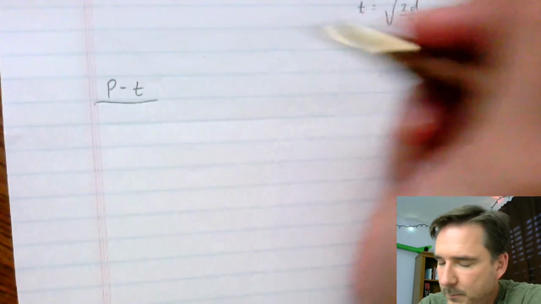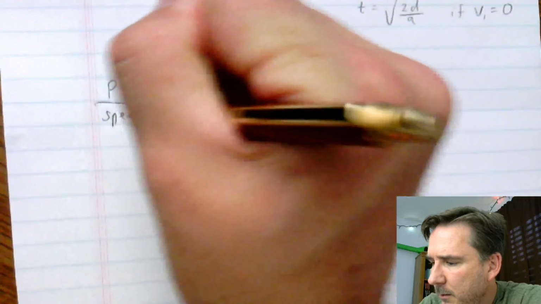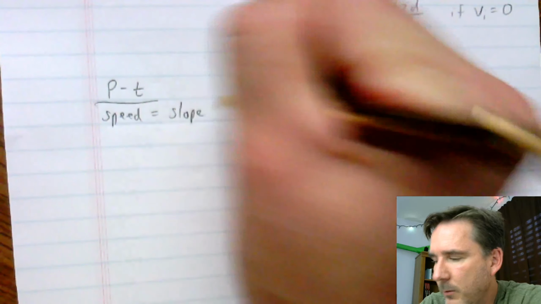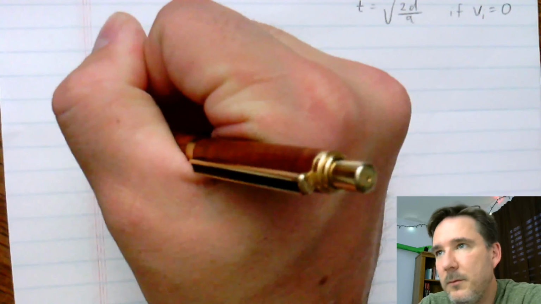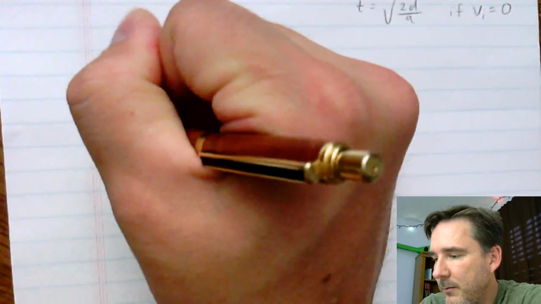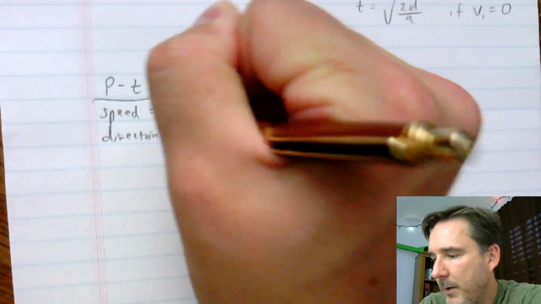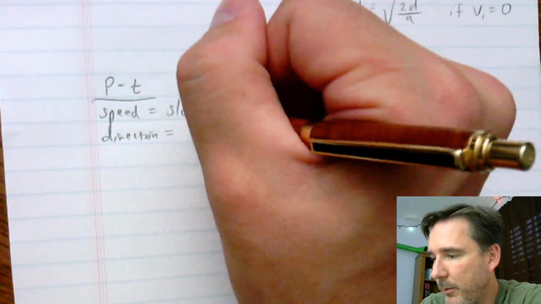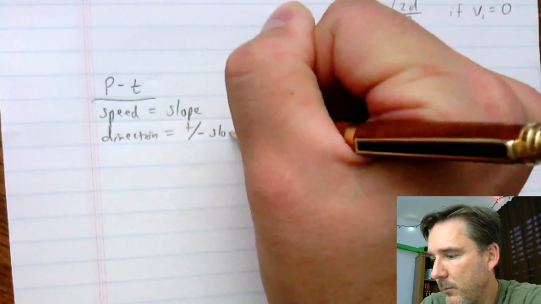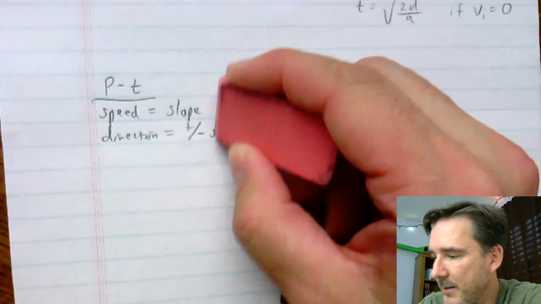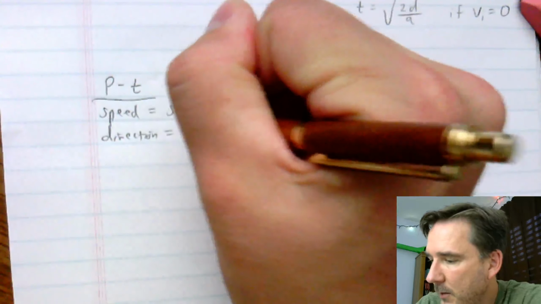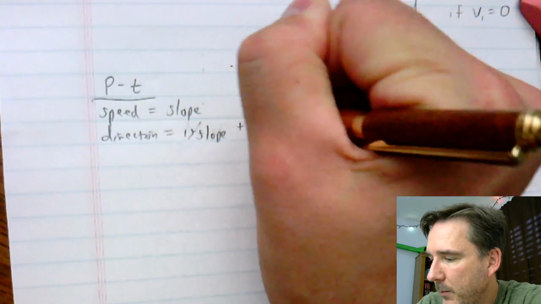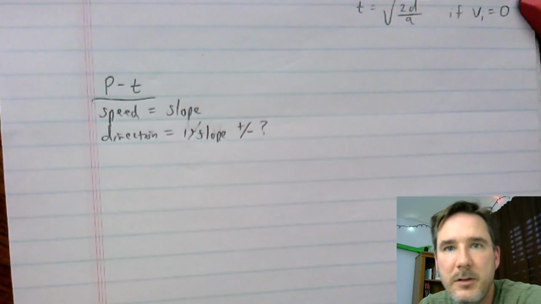You can find the speed by finding the slope. Okay, you can find the direction by whether the slope is positive or negative. Basically, is the slope positive or negative? Is the slope plus or minus? Okay, so direction is either positive or negative, right?